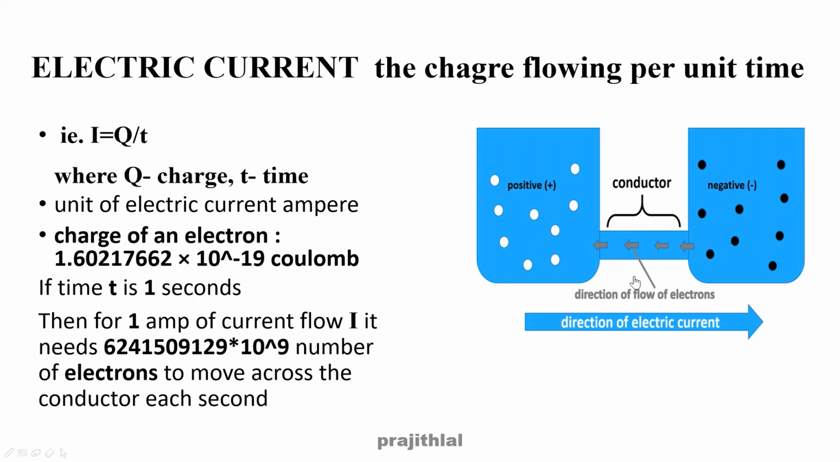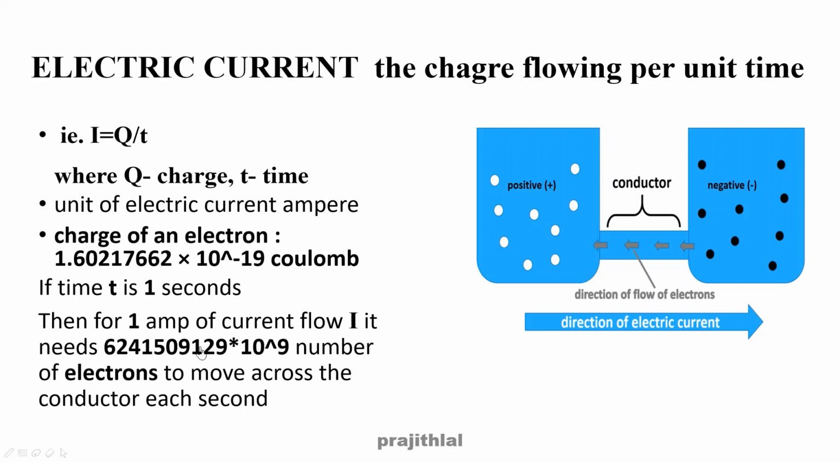Each electron has a specific charge, that is 1.6021 etc. times 10 raised to minus 19 coulomb, the unit of charge. So if time is 1 second, then for 1 ampere current to flow, it needs 6241509 times 10 raised to 9 number of electrons.